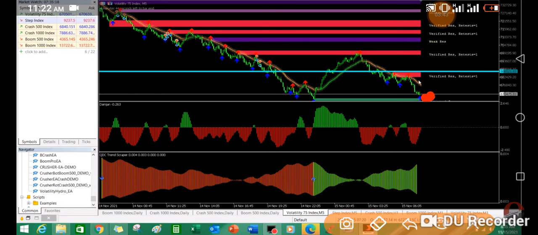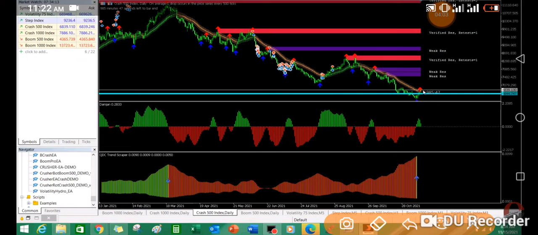What will I wait for? I'll wait for the green to pop up here. As you can see, it's still red, so I'll wait for the green. As soon as I see that green, I'll wait for the candle to close, and then it's going up. Pack your money and leave. You understand? So this is VIX 75. Let's go to the next one.